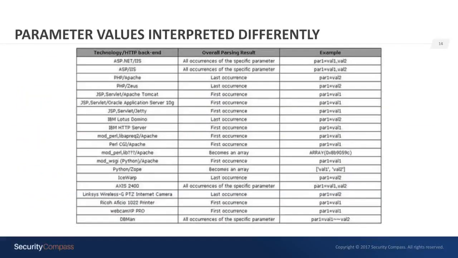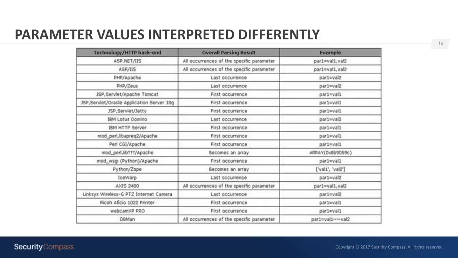What you see on the screen now is just an example to show how the parameter values are interpreted differently by different technologies. I'm not going to cover the entire table, but this is just to give you an idea that an ASP.NET system that uses an IIS web server will interpret parameter values very differently than, let's say, Python. And how Python would interpret the values.